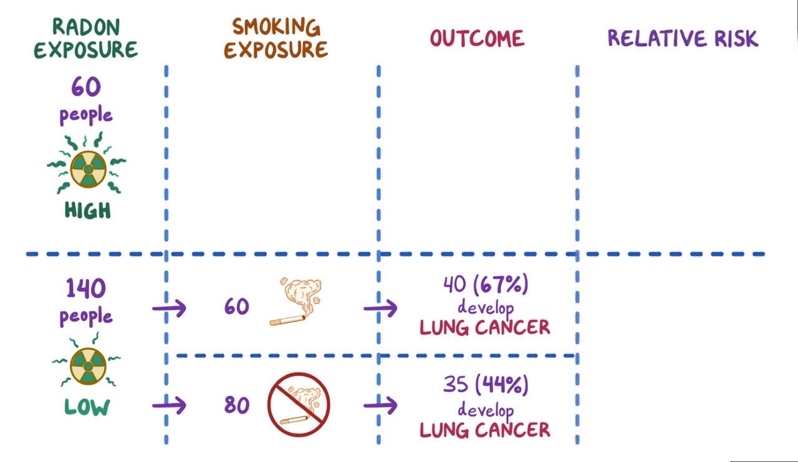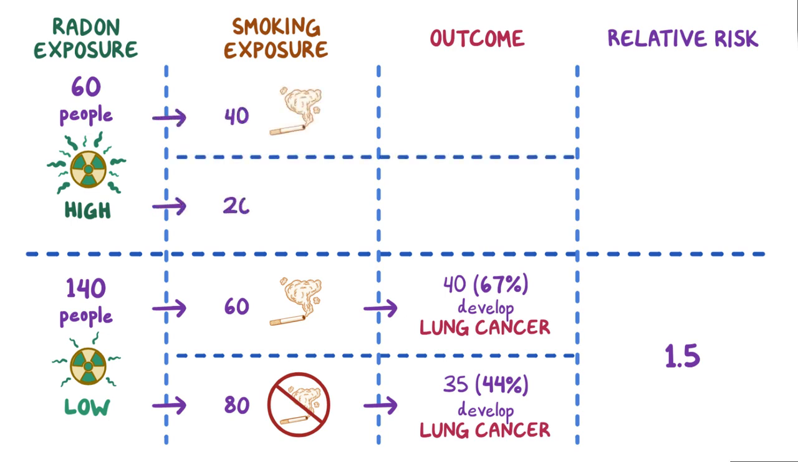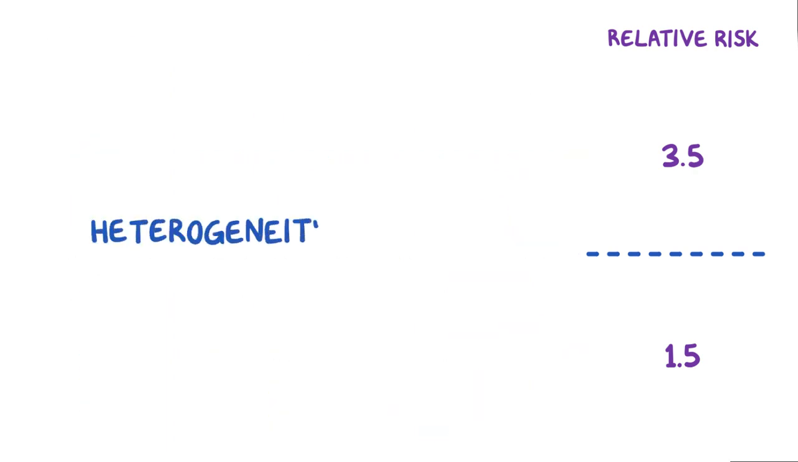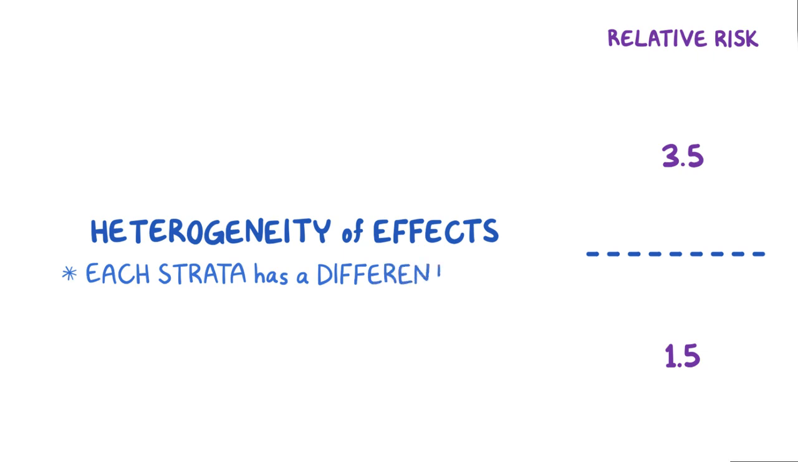This gives us a relative risk of 1.5 in the low radon group, which is lower than the crude relative risk of 7.5. On the flip side, of the 60 people in the high radon group, 40 people smoked and 20 people didn't smoke. Of the 40 smokers, 35 of them, or 88%, developed lung cancer, and of the 20 non-smokers, 5 of them, or 25%, developed lung cancer as well. This gives us a relative risk of 3.5 in the high radon group, which is lower than the crude relative risk, but higher than the relative risk in the low radon group. We'd call this result a heterogeneity of effects, because each strata has a different risk.